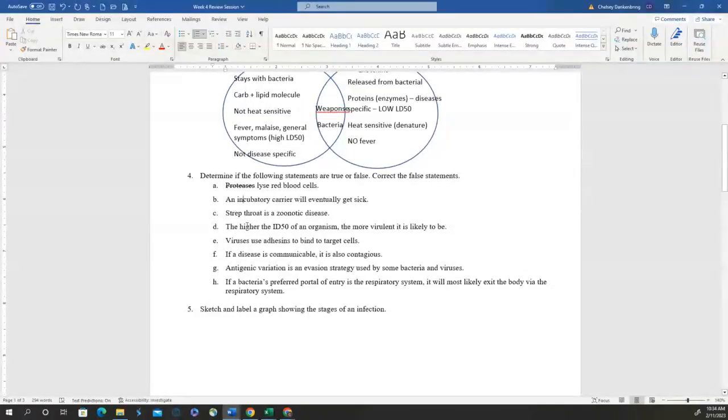D, the higher the ID50 of an organism, the more virulent it is likely to be. So that's going to be false. So you could say the lower the ID50, the more virulent it is, or you could have kept higher and made this one less. And there's normally multiple ways to revise these statements. Is it possible for something to have a really low ID50 and a really high LD50? No, those are always associated with each other.